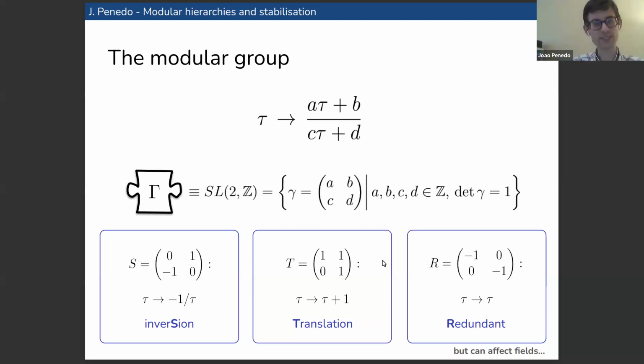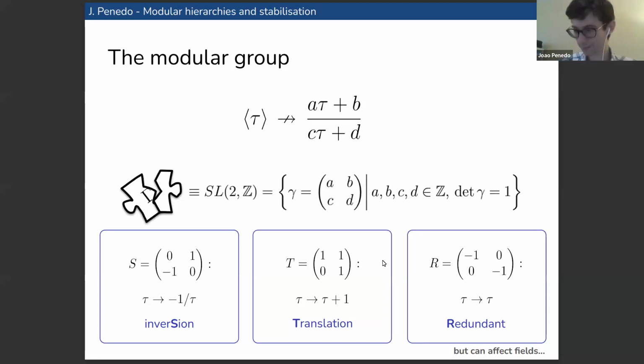But essentially, the modular group is this, the group of these fractional linear transformations that is generated by these S, T, and R elements. And I told you that tau is the only thing which breaks the modular group. So it is like a spurion. When it gets a VEV, tau can no longer transform, and so the modular group is broken. Okay?